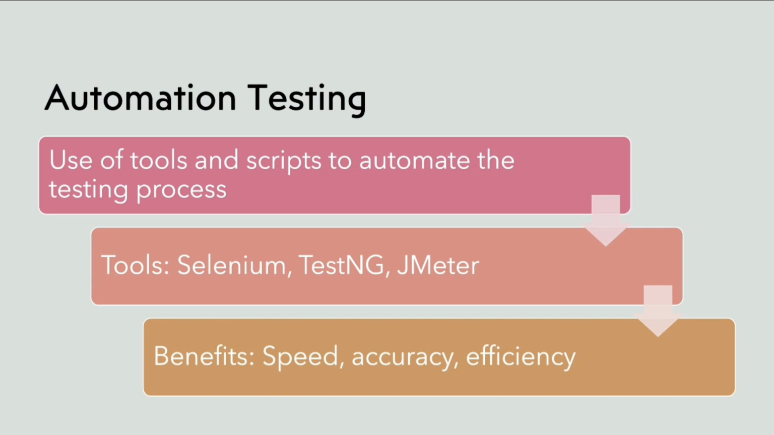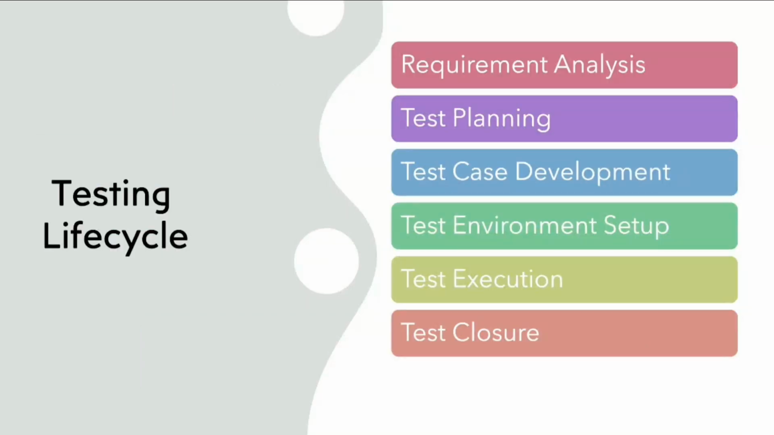Some benefits are there: speed will be very fast, and accuracy is very high because no humans are involved, so human error is minimized. Efficiency is also much higher compared to a human being, because code is actually testing the code. So we have to write the code in such a way that it is able to execute the proper test cases. Now another thing is the testing life cycles.